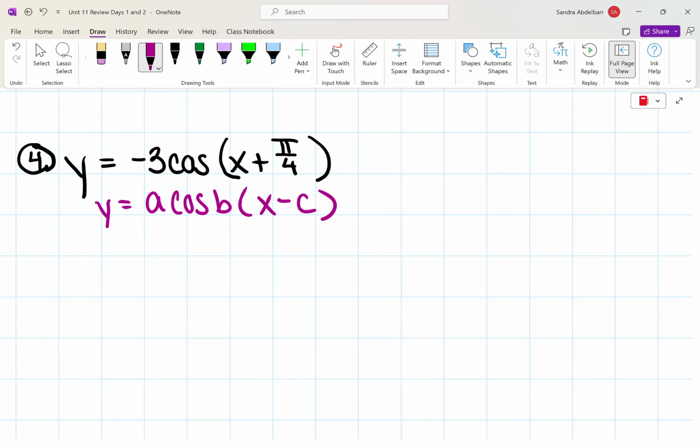So let's go ahead and answer our questions here. Start off with our amplitude. Well, our amplitude is always the number in front of the cosine, but we don't take the sign. So what is our amplitude? 3.